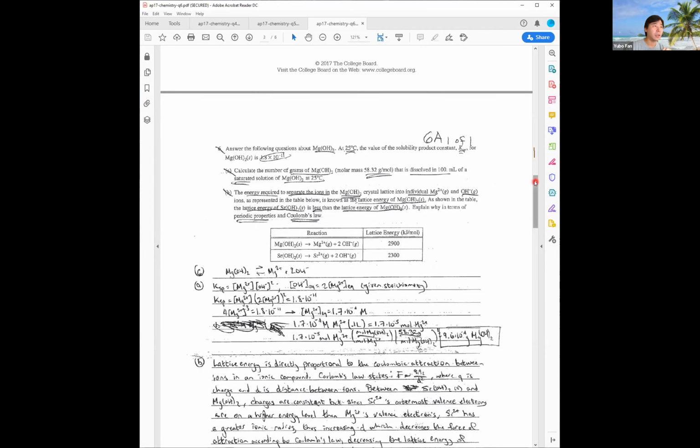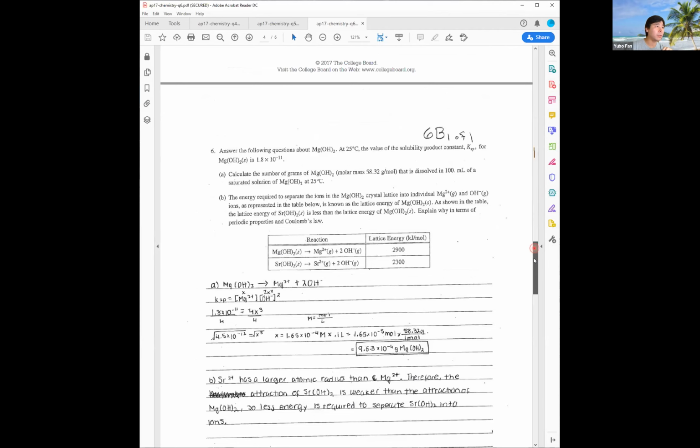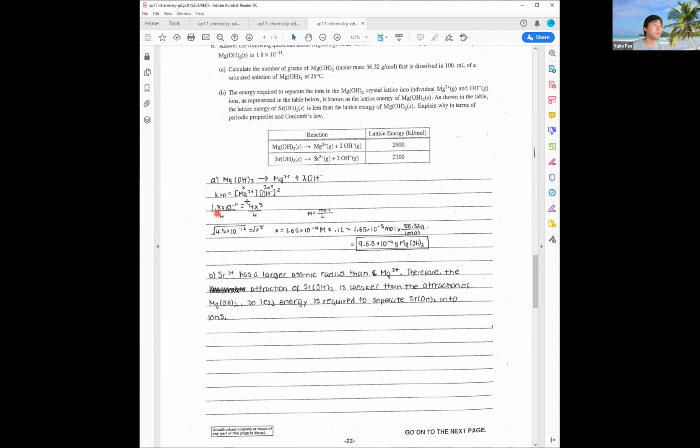Okay, sometimes it's better for you to write the equilibrium shown in the answer here. You can write the equilibrium arrow, write x under magnesium and 2x under hydroxide, then put them together like that. You can still get the same answer. You can read the answer by yourself.